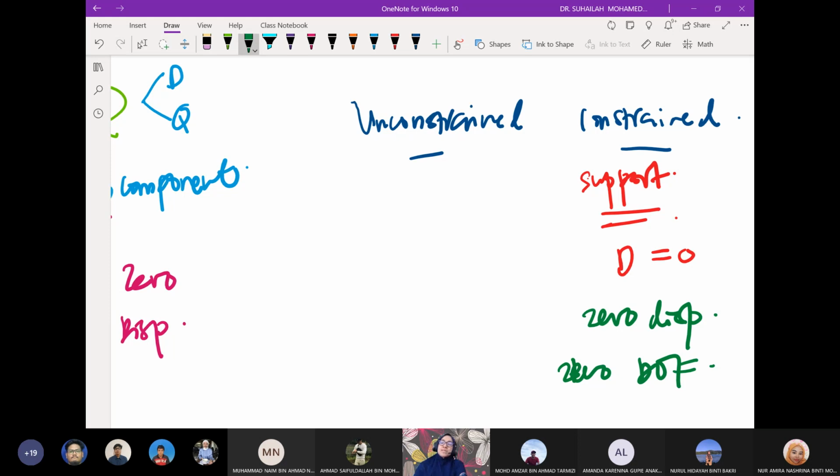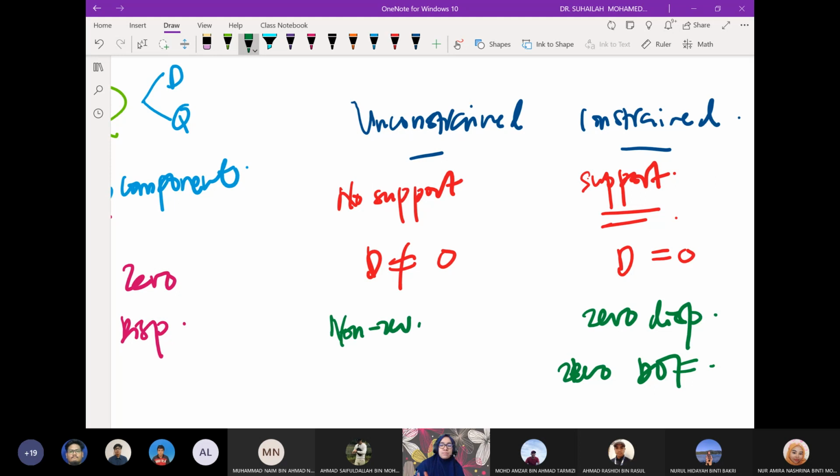Okay. So unconstrained is all the opposite. If constrained means support, unconstrained means? No support. Okay, if displacement in a constrained system is equal to zero, then unconstrained? Non-zero. So this is non-zero displacement, or non-zero degree of freedom. This one you must understand first. This is very important.